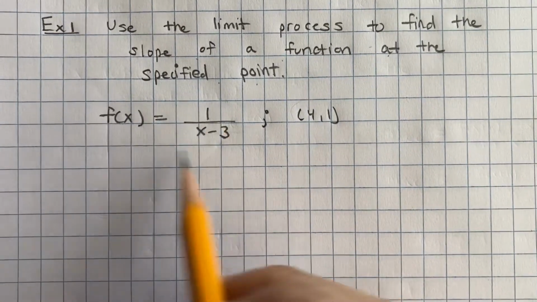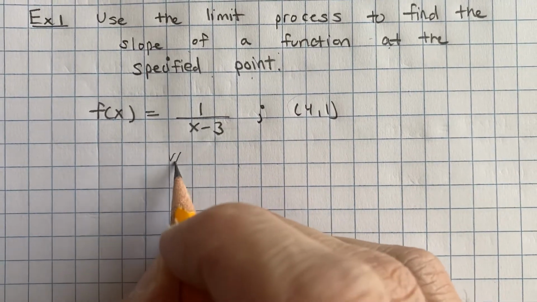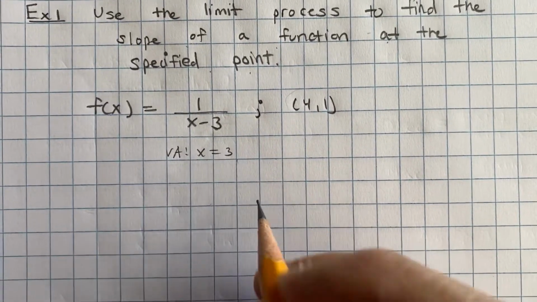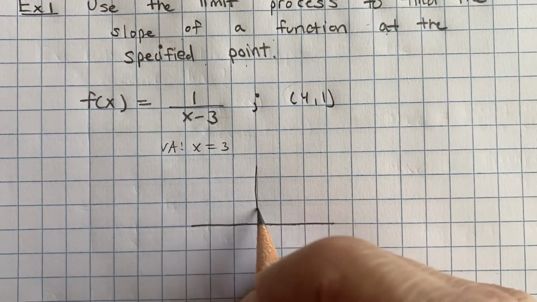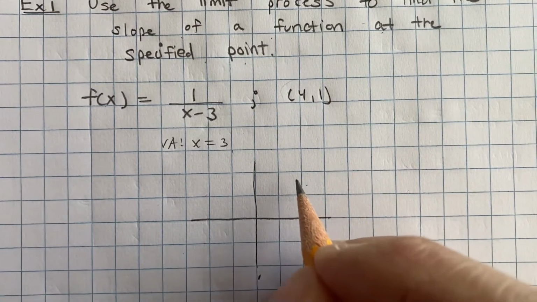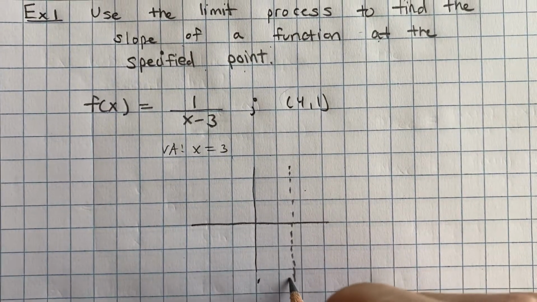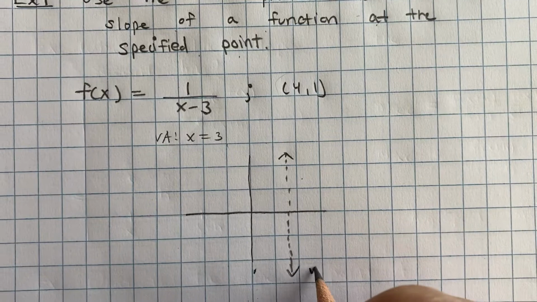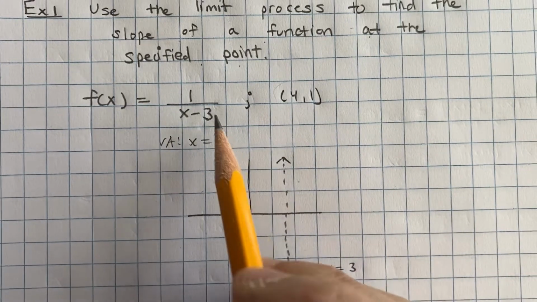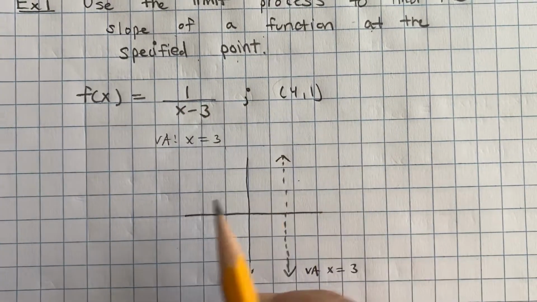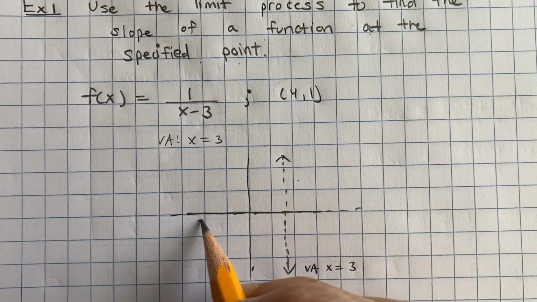This is your rational function, and if you remember how to sketch a rational function, the vertical asymptote is x equals 3, and let's just do a quick sketch. So x equals 3 is somewhere over here. I'm not going to bother with the tick marks. And the horizontal asymptote is y equals 0. If you were to plot some points, the graph would look roughly something like this.